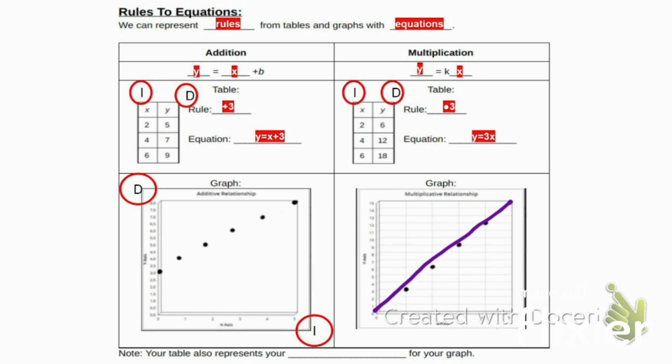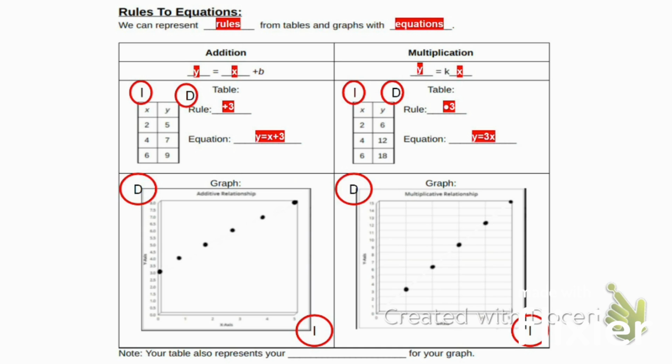Just leave me alone. Let's go ahead and identify our independent versus dependent variables. So on the x-axis, that will be our independent variable. On the y-axis, that will be our dependent variable. So keep this in mind as we're working with multiplication and addition. You're really looking for the rules.